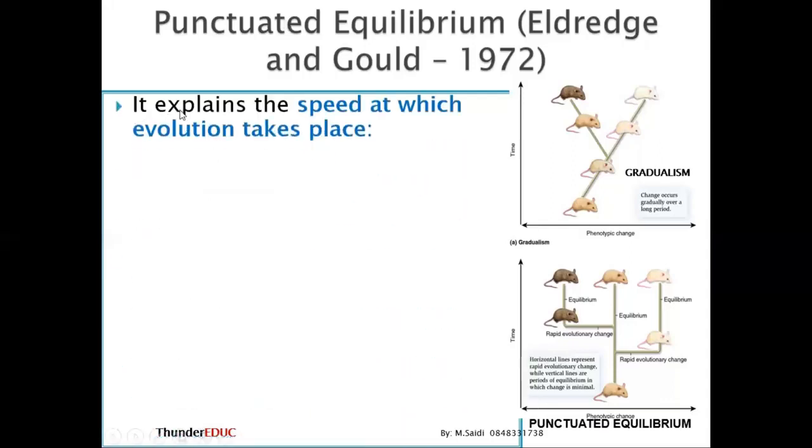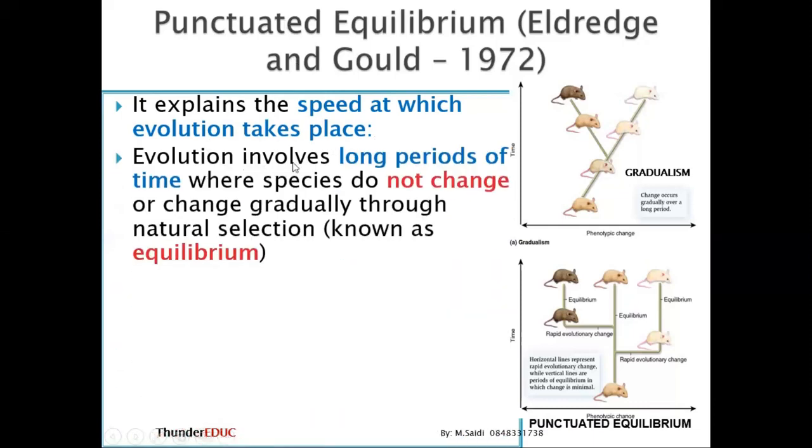Punctuated equilibrium explains the speed at which evolution takes place. At which speed is evolution taking place? We are saying that evolution involves long periods of time where the species does not change, or changes gradually through natural selection. This is known as equilibrium. If you look at it, from this point to this point, it's the same, a period of no change. It is just the way it is.